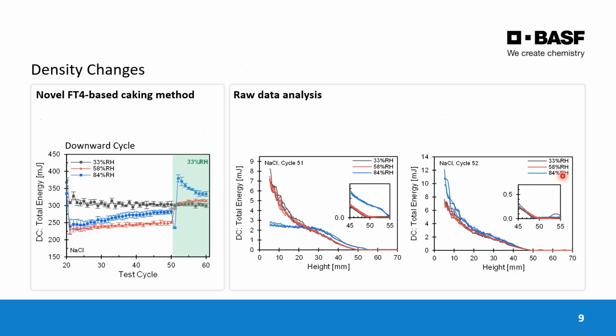So let's press on. We can also see during these processes, one thing you can see in the FT4 is some density changes. This is the energy, and that's the bed height. And if we zoom in, we can see here that there's been some small changes in the overall density at 84% compared to 33 and 58. In other words, the powder density has gone down as the material starts to deliquesce. And similar over here. So we can see some small changes in powder bed density during our actual experiments as well, which is associated with the caking behavior.